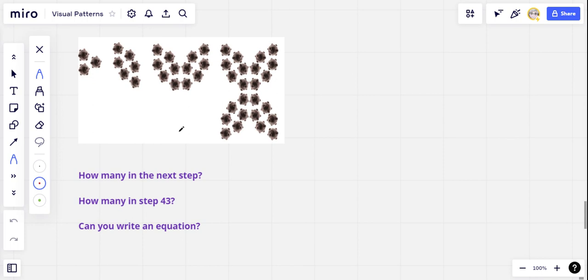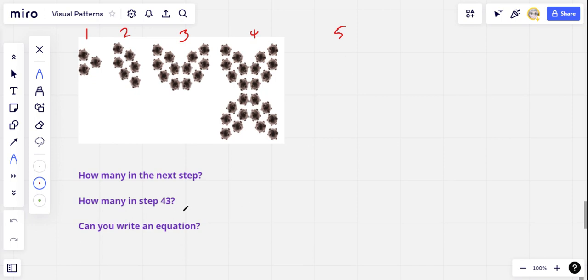Here's our visual pattern today, and boy, this is a super tough one. Here's step 1, here's step 2, step 3, they've even given us step 4, and your challenge would be to predict the number of these, well, these are little spiky balls. I'm going to call them coronaviruses, the number of coronaviruses in step 5. If you can do that, good for you.